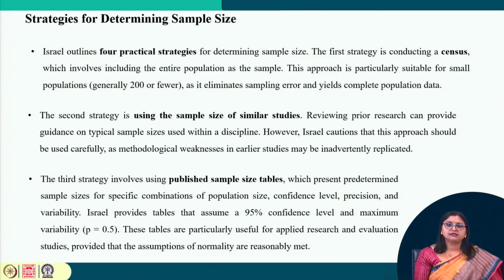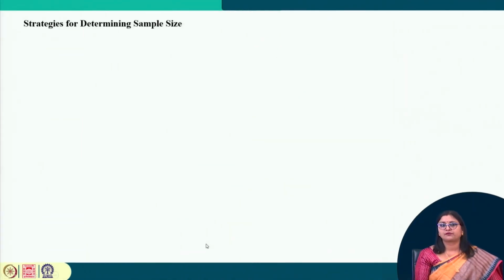Israel provides in his document tables that assume a 95% confidence level and maximum variability level of 0.5. These tables are particularly useful for applied research and evaluation studies, provided that the assumptions of normality are reasonably met.